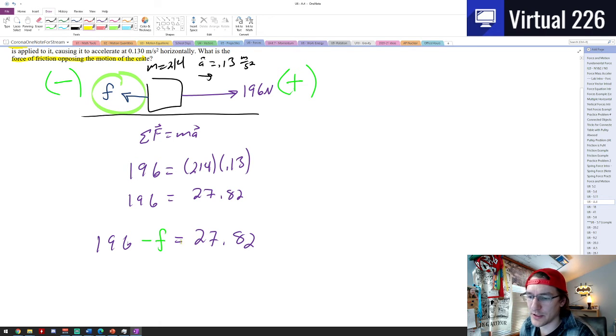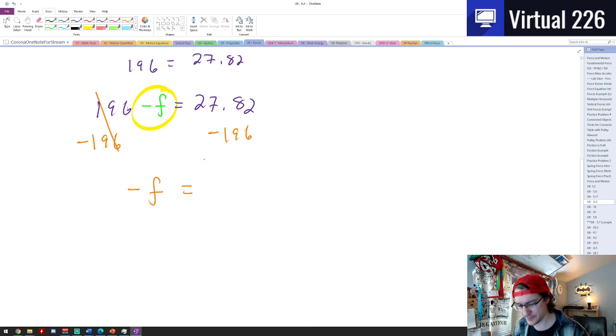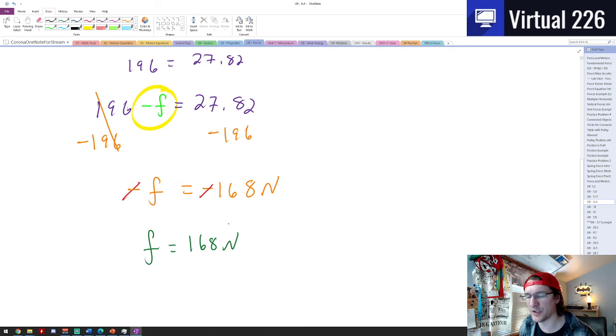27.82. And now all we need to do is solve for the friction here. Many ways you can solve for it, whatever really floats your boat. I'm just going to subtract the 196 from each side. What this is going to do is say the negative friction is going to equal 27.82 minus the 196. So we get negative 168 point a little bit newtons over here. And what we quickly see is that the negatives cancel. So we know that the force of friction that we have in the end is just 168 newtons. It's acting to the left and opposing our block.